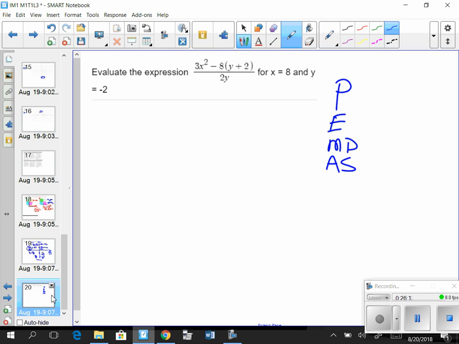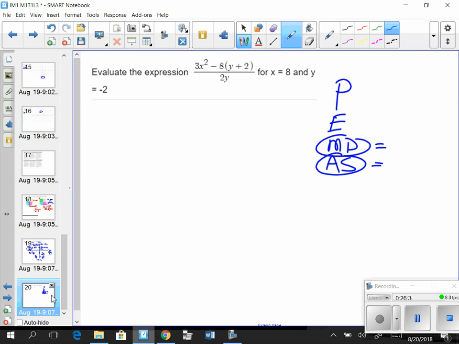A lot of you know PEMDAS. Be careful because the M and D get equal priority. Multiplication does not come before division. They happen at the same time, left to right. Same thing with addition and subtraction. They get equal priority. You don't add before you subtract. You do both equally from left to right.